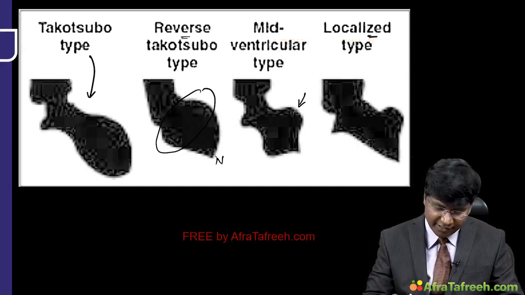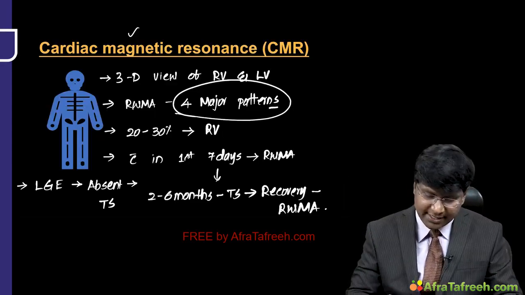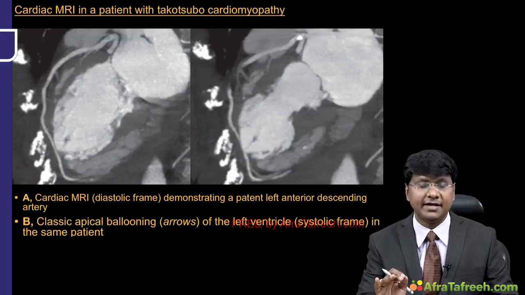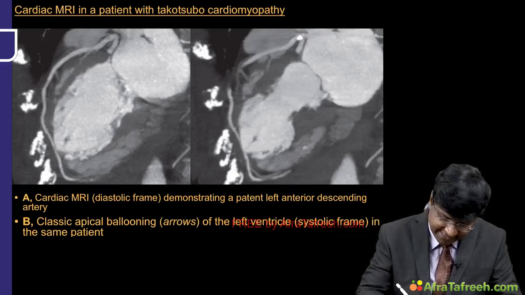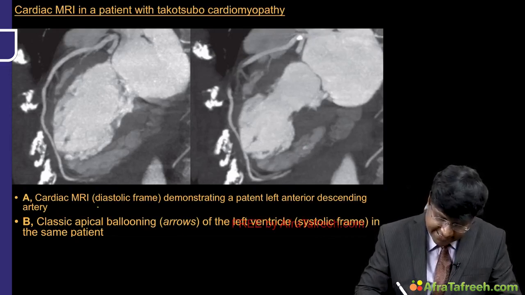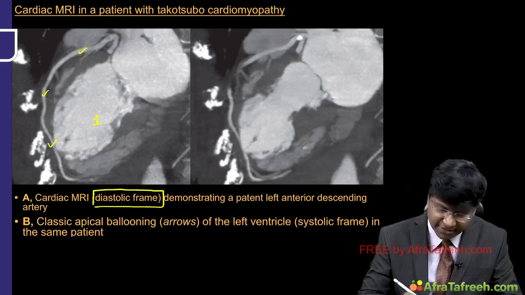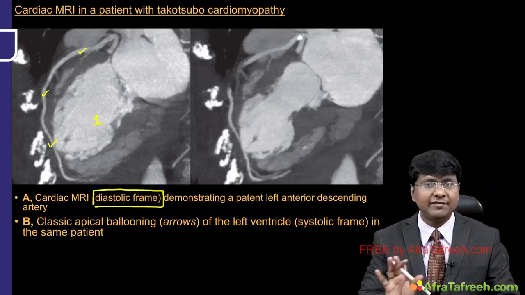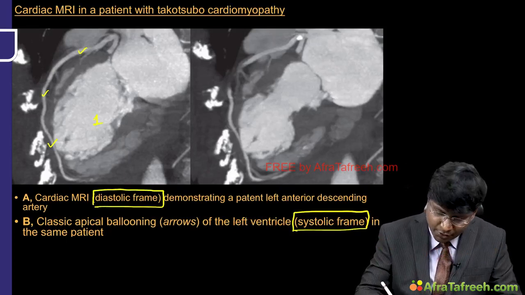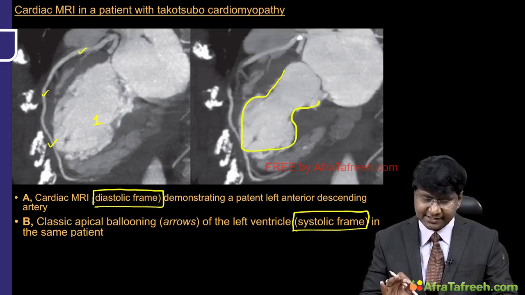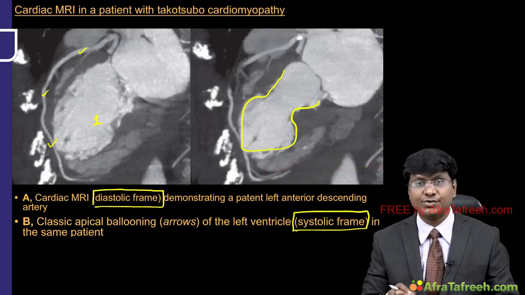And the next important point you need to know is how the coronaries appear in cardiac magnetic resonance imaging. You can just see this profile, right? This is a diastolic frame. In the diastolic frame, the first image, you can see the coronaries are absolutely normal in Takotsubo cardiomyopathy. You don't have any obstruction at all. In the systolic frame, you will be able to make out the apical ballooning. This is the systolic frame in cardiac magnetic resonance imaging.